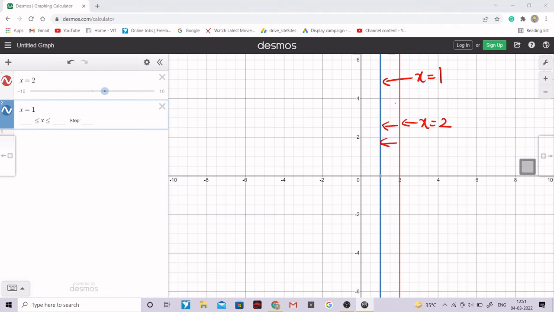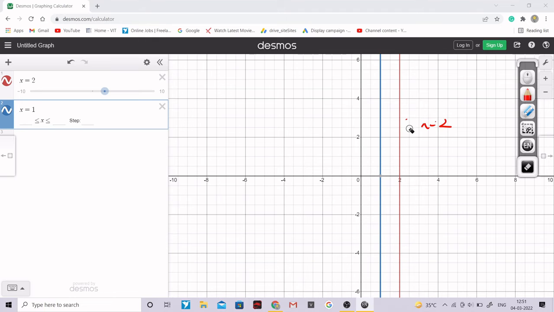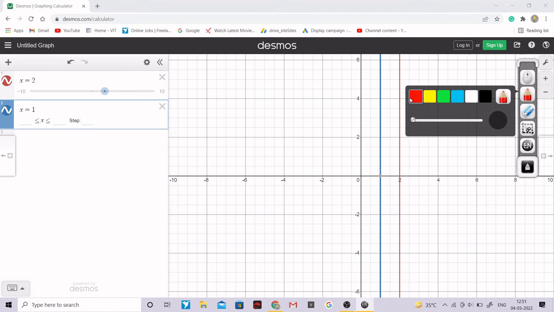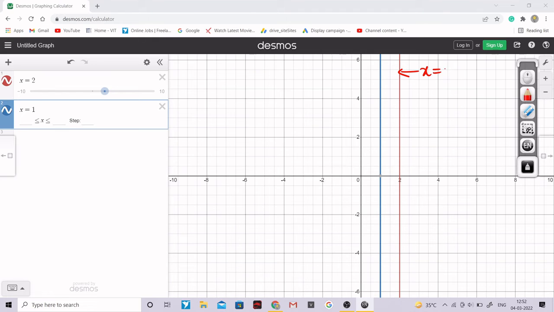That means it got decremented, and we are trying to move over this region, towards the y-axis. I hope you are getting my point. First we saw the equation x equals 2, right? But when we equated x equals 1, this particular line got shifted over here to the left side.